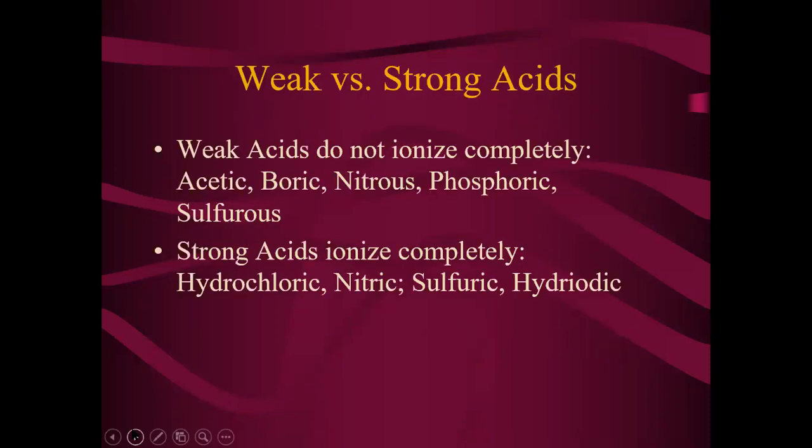We have what we call weak acids versus strong acids. Some acids are weak acids. Example, your vinegar, that's a very weak acid. And we have strong acids, such as your hydrochloric acid. It's also found in the stomach. We're going to talk more about that later. Weak acids do not ionize completely. Example, your acetic acid, boric acid, nitrous acid, phosphoric acid, sulfurous acid. While your strong acids, they ionize completely. Example, your hydrochloric acid, your nitric acid, your sulfuric acid.